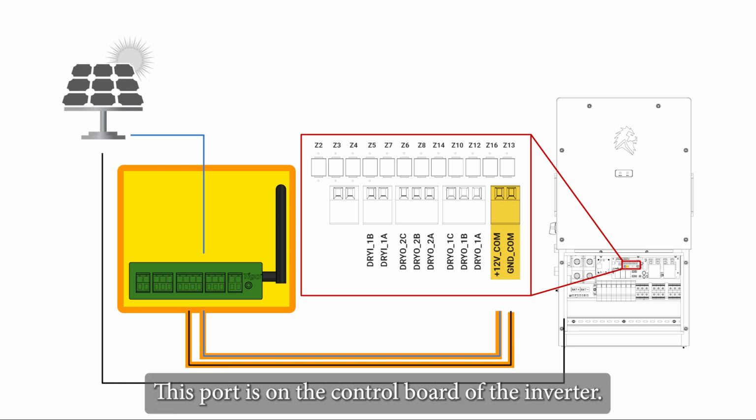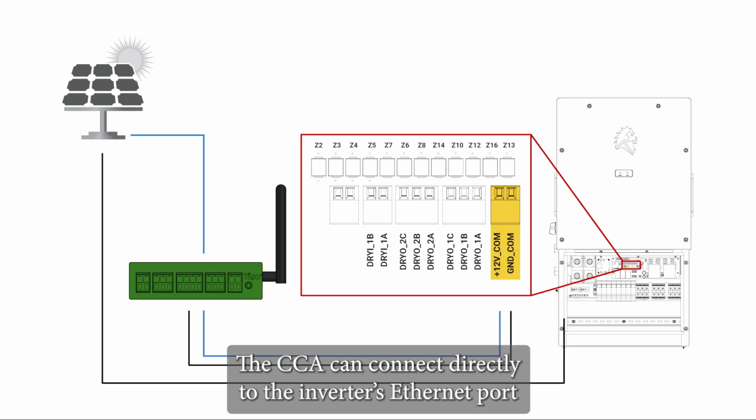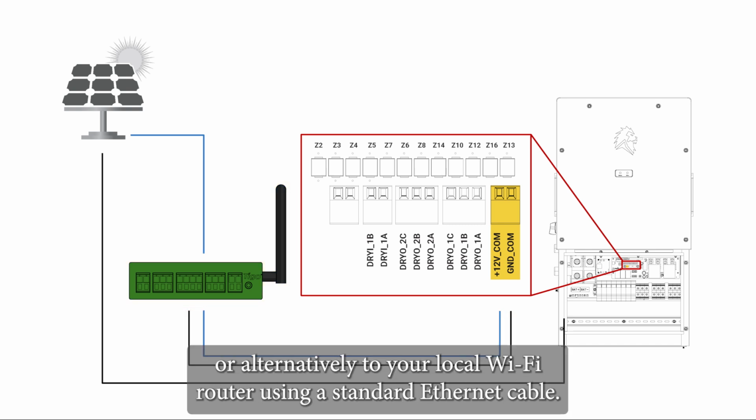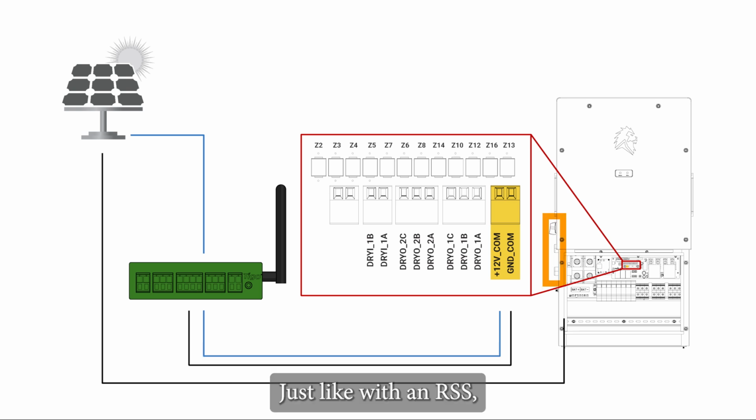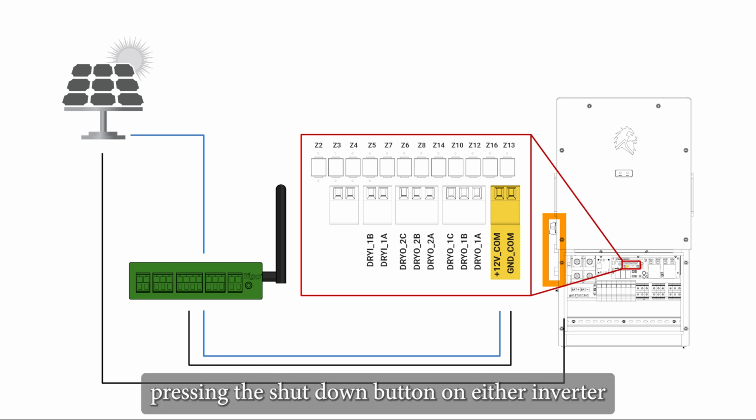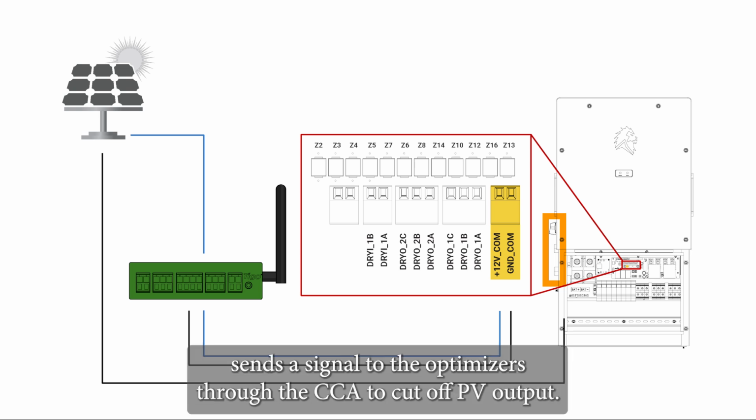port. This port is on the control board of the inverter. The CCA can connect directly to the inverter's Ethernet port or alternatively to your local Wi-Fi router using a standard Ethernet cable. Just like with an RSS, pressing the shutdown button on either inverter sends a signal to the optimizers through the CCA to cut off PV output.